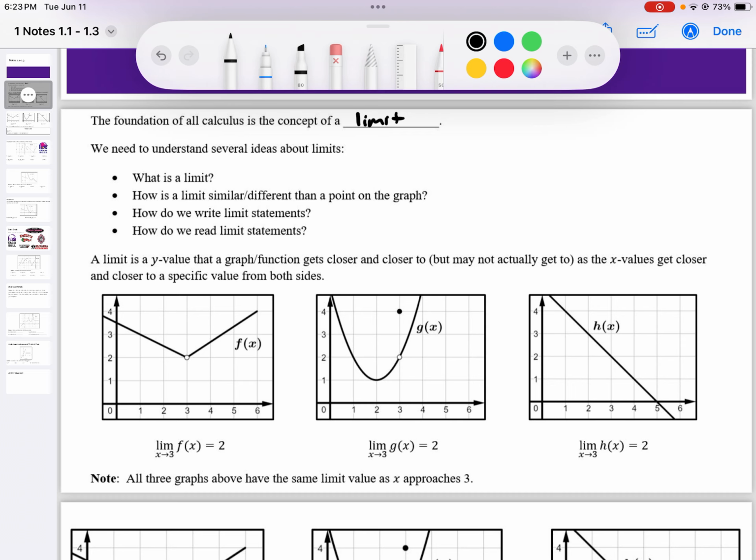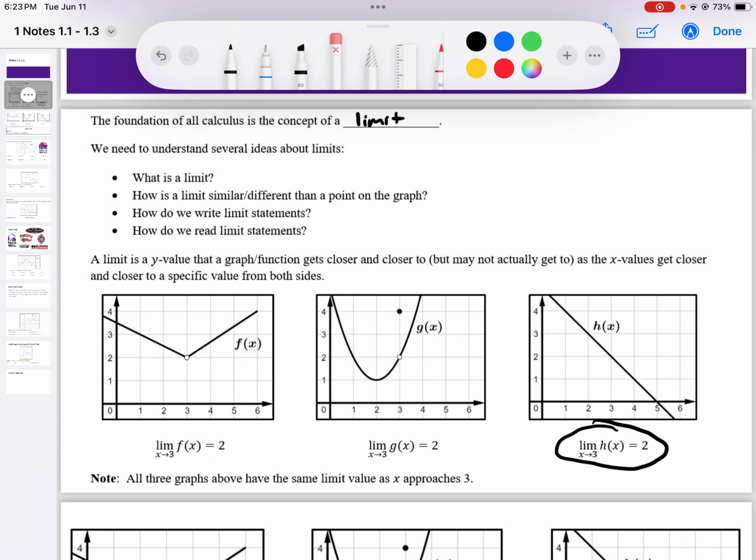So we're going to look at this first example. There's three different graphs, and if you look below, they all have the same limit statement besides the function. It says a limit is a y value that a graph or function gets closer and closer to, but maybe not actually get to, as the x values get closer and closer to that specific value from both sides.